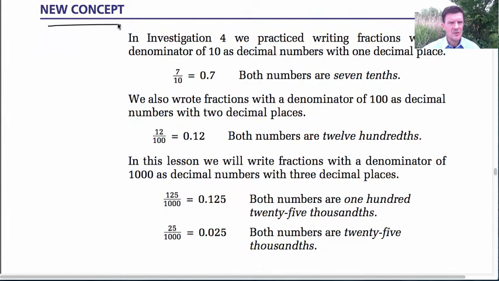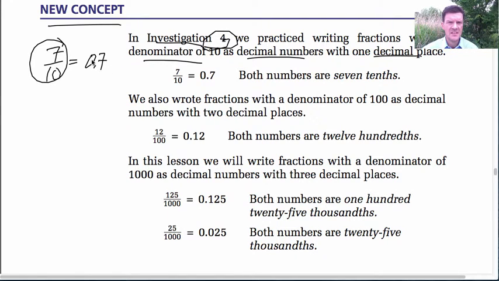Today's concept, we are looking at, again, decimal places to the thousandths. So it says here in investigation 4, you practice writing fractions with a denominator of 10 as decimal numbers with one decimal place. So for example right here, 7 over 10, 7 divided by 10 is 0.7, 7 tenths. That's what that means. So you can read this as 7 tenths, and you can read the decimal as 7 tenths as well. Often we say 0.7, but it's also 7 tenths.